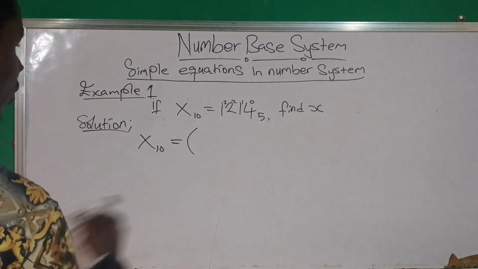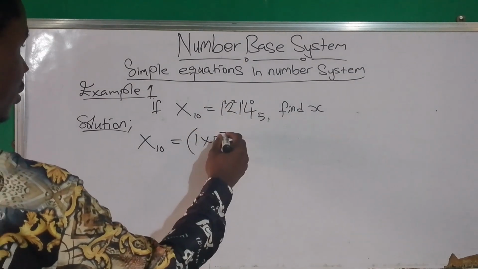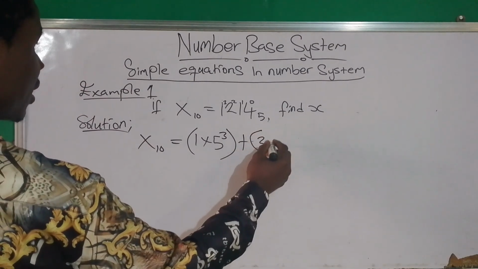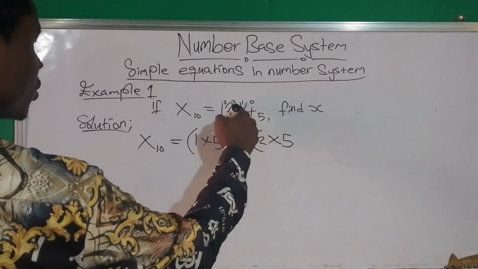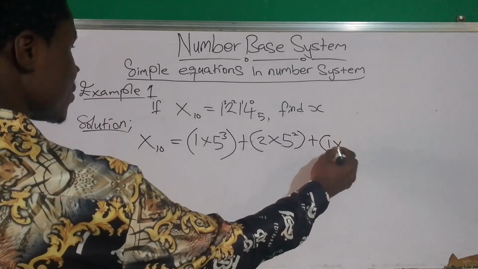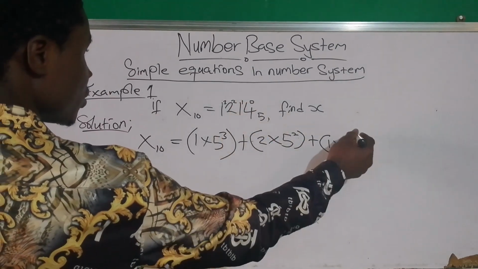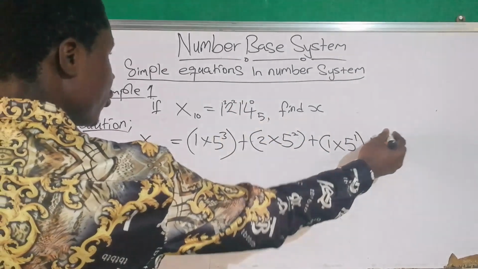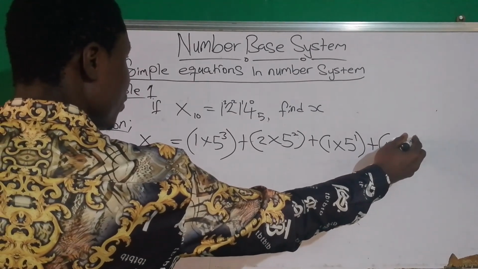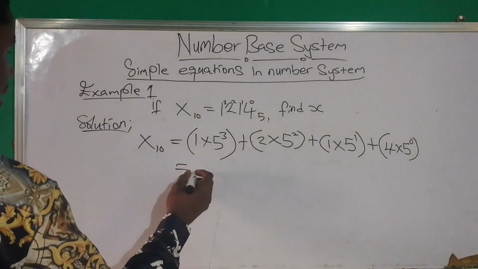So what do we have here? We have 1, so we write 1 times the base, which is 5, raised to the power of 3. Also we have 2 as the second digit, times the base, which is 5, raised to the power of 2. Next we have 1 times the base. We always multiply by the base, which is 5, raised to this power here, which is 1. And lastly we have 4, multiplying the base, which is 5, raised to the power of 0. So we move over to the next step.